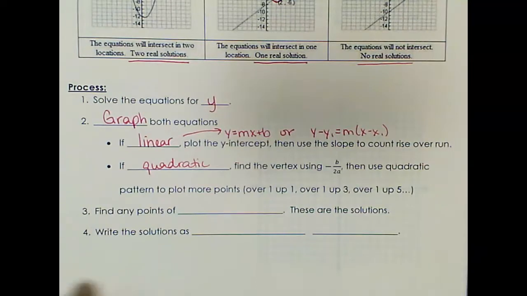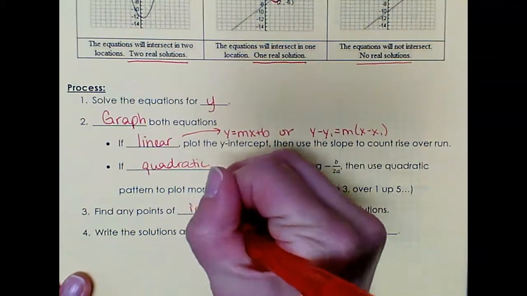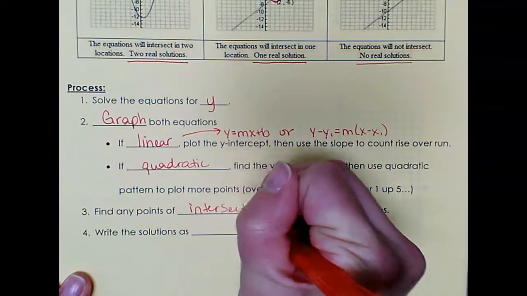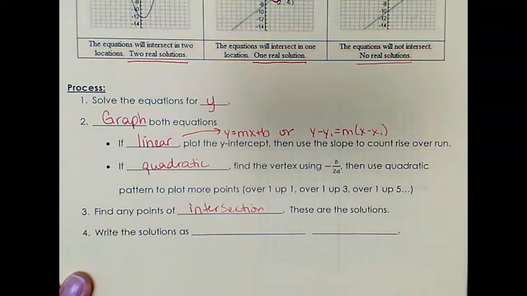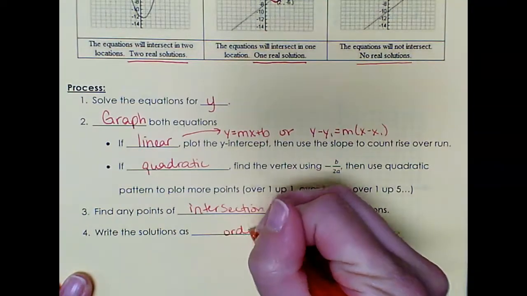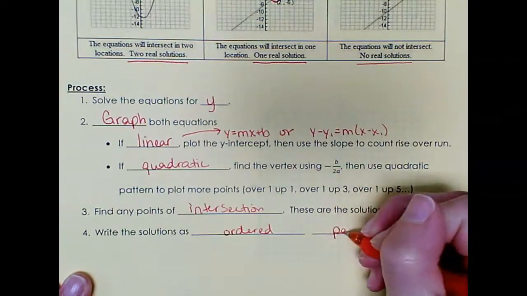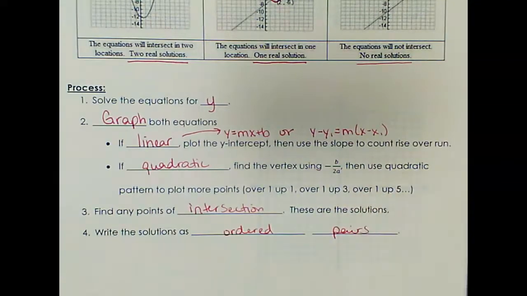You want to find any points of intersection. Those ordered pairs create the solutions for your system, and you want to write the solution as those ordered pairs. So your answers are going to be like x comma y and x comma y. They're not going to be x equals something and x equals something. We want the actual full points.